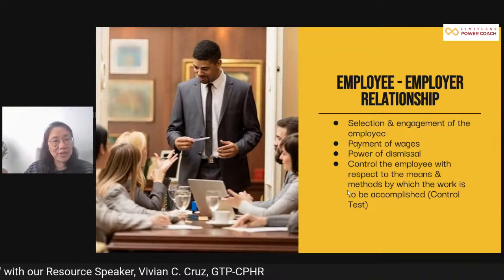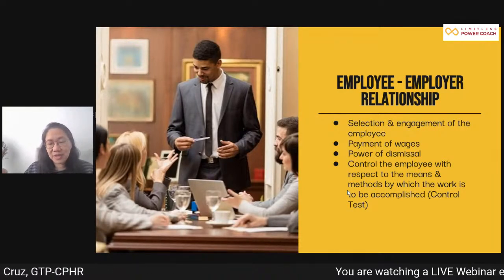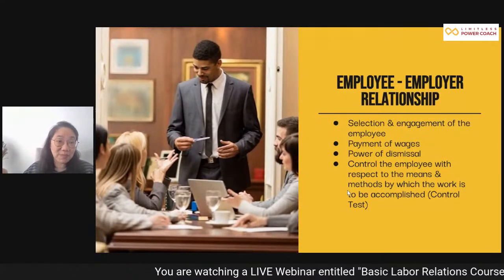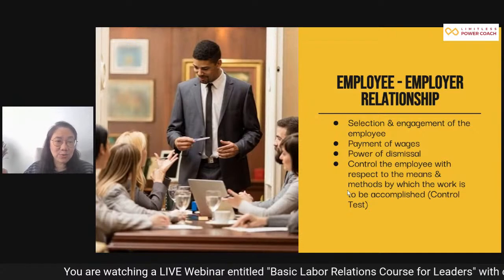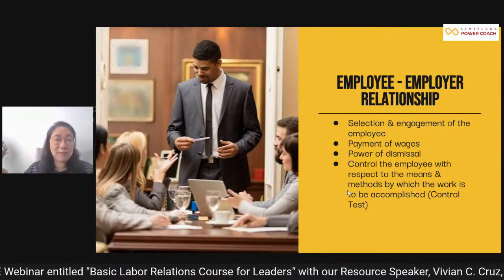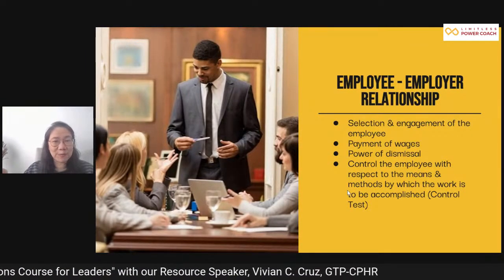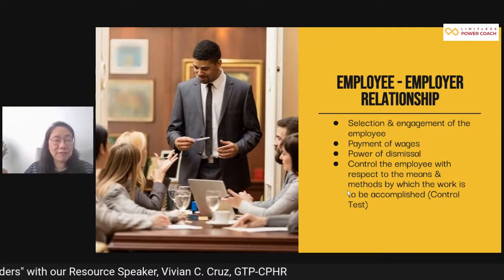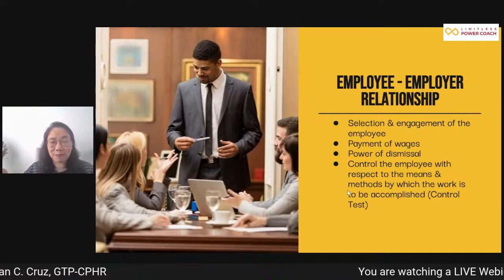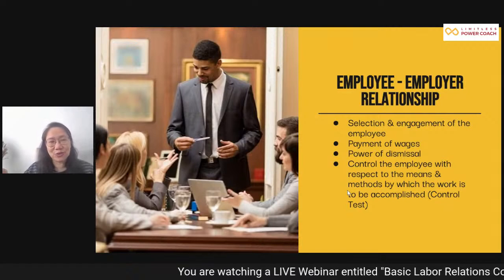If company A is directly sourcing, hiring, and processing the assessment, and is responsible as to who would be the employee of the organization, then they are considered the employer of the said employee. They're also responsible for the payment of wages. They have the power to dismiss or terminate employment, of course, for due cause or for an authorized reason. And this is one important test, the control test.